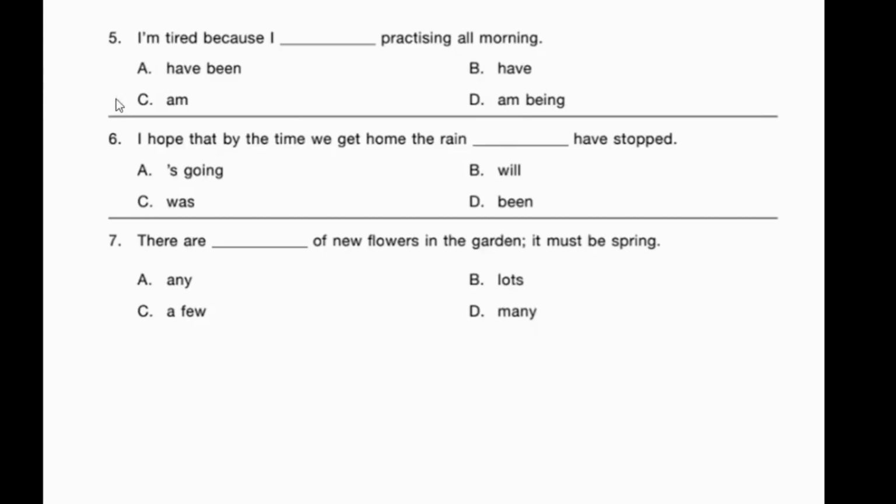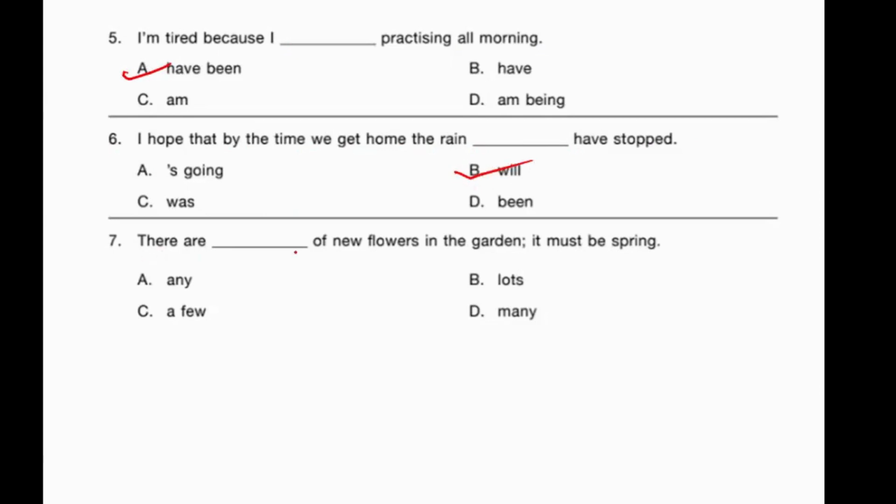Okay. So coming to the next one, this is our correct answer for fifth question. The sixth one, I hope that by the time we get home, the rain dash have stopped. It means you are talking about something that should happen in the future time. Like by the time we get home, the rain will have stopped. Okay, when something comes regarding the future tense, we have to use the helping verb will here. Okay, so second option is our right answer.